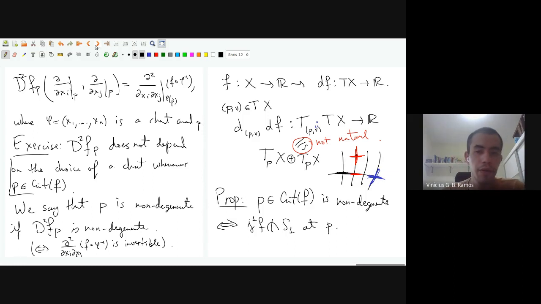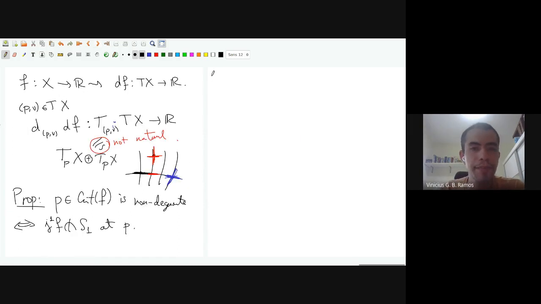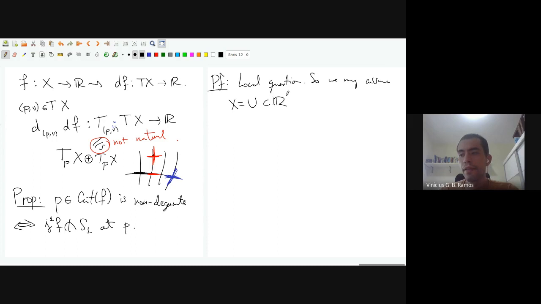Okay, so let's prove this proposition. Again, it's not very hard, but I think it's worth proving. It's worth writing this down. So this is a local question, of course, in a neighborhood of P. So we might as well just assume that we are in Rn. So we may assume that X is an open set of Rn.